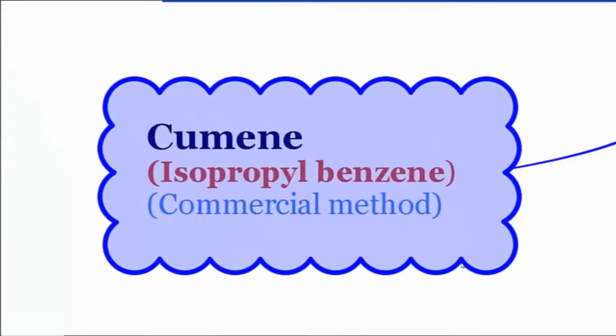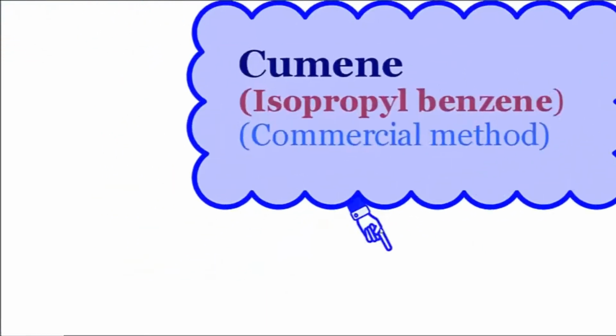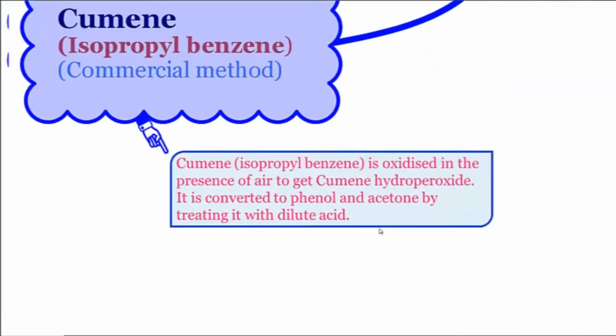Now let's look into the last method of obtaining phenol, that is from cumene. What is cumene? Cumene is chemically nothing but isopropyl benzene. Cumene process is a very important process for obtaining phenol, and in fact it is the commercial method of obtaining phenol, because in this method not just simply phenol is obtained, it is associated with the formation of acetone or propanone.